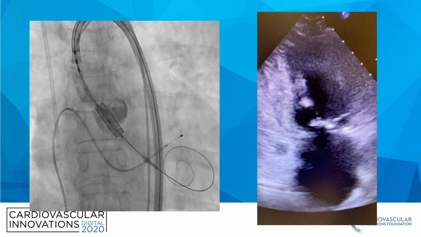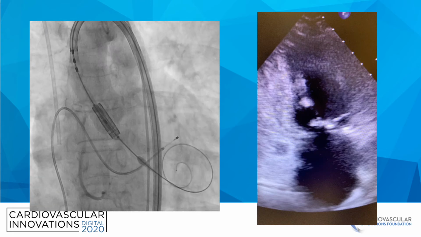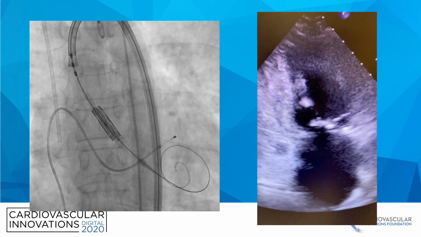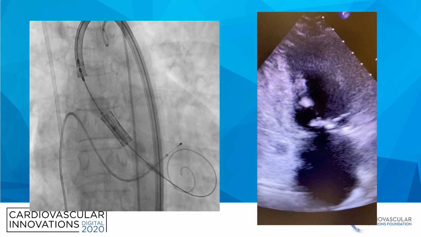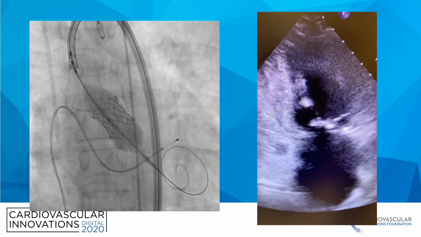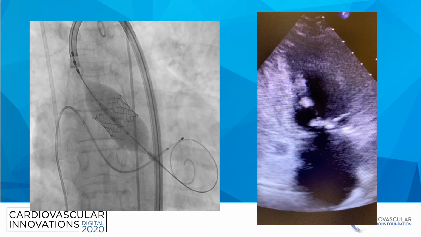Next is a patient who underwent transcatheter aortic valve replacement. After the procedure in the holding area, the patient was noted to be hypotensive and had EKG changes, and an echocardiogram showed some anterior wall hypokinesis.